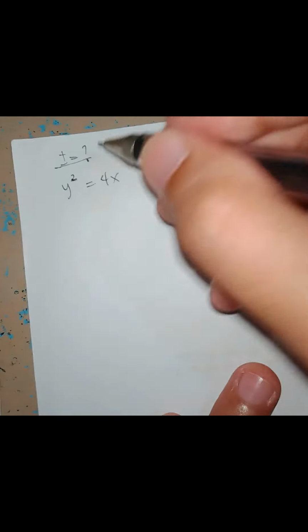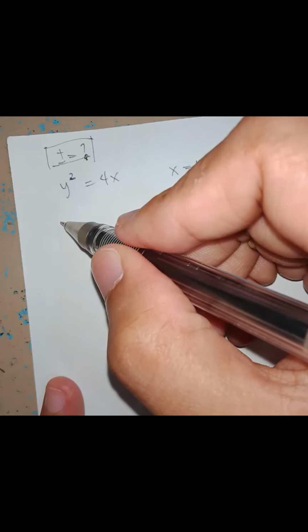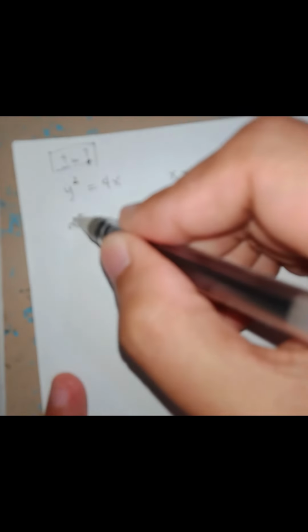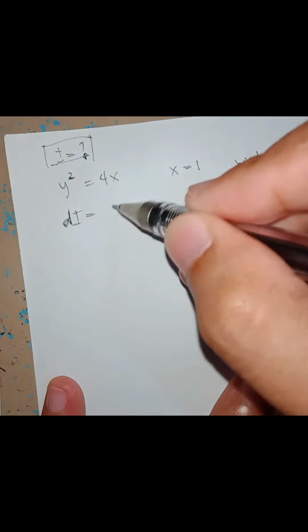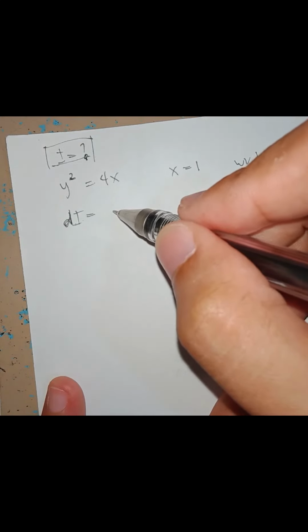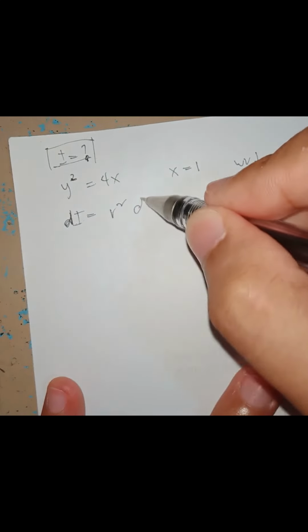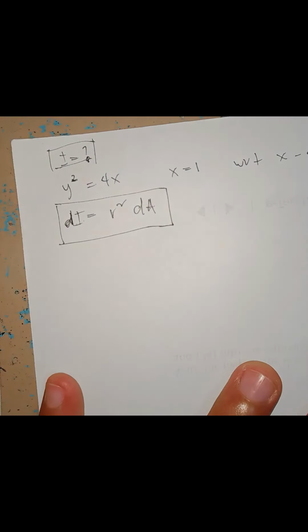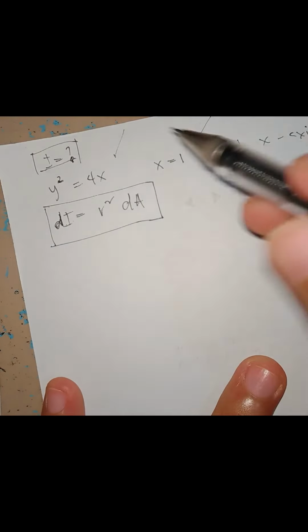So what is the moment of inertia? What is the formula for the moment of inertia? It's dI equals r squared dA. That's the formula first. So let's graph this.